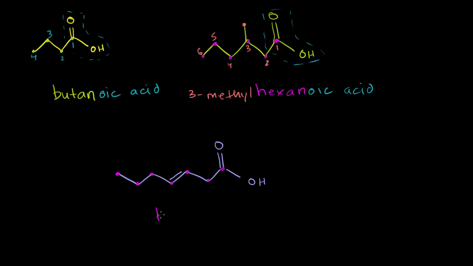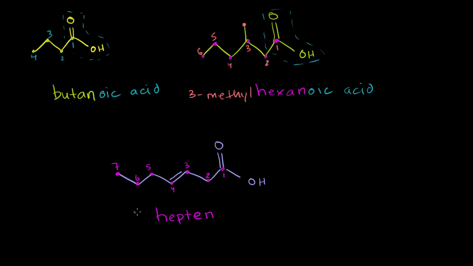So the prefix is hept. So it's heptan. Actually, let me be careful. This isn't an alkane. This has a double bond right over here. So it's heptene. If this was just an alkene, we would just call it heptene. But we're not going to put this last E here because this is the carboxylic acid. And to specify where that double bond is, we need to start numbering. And we start numbering at the carbonyl carbon. 1, 2, 3, 4, 5, 6, 7.